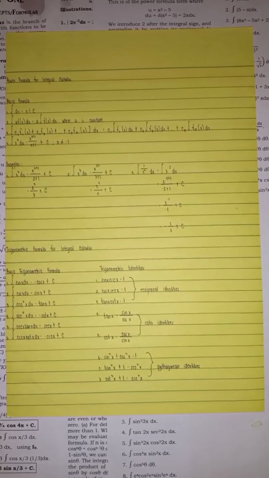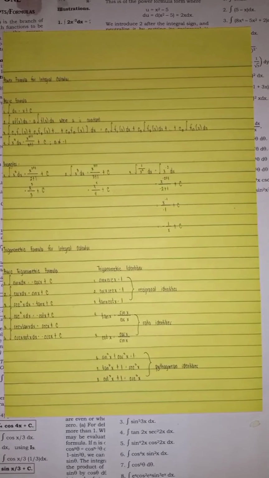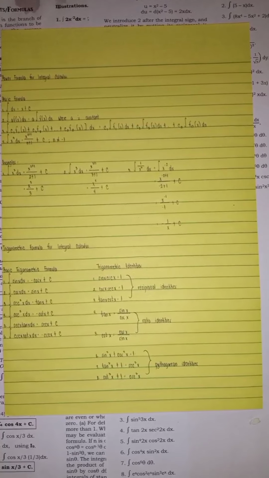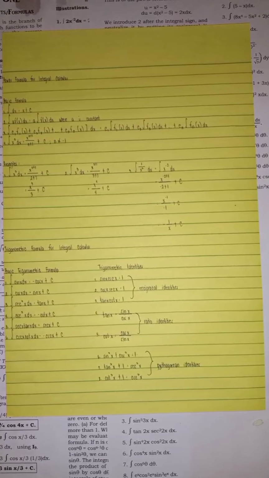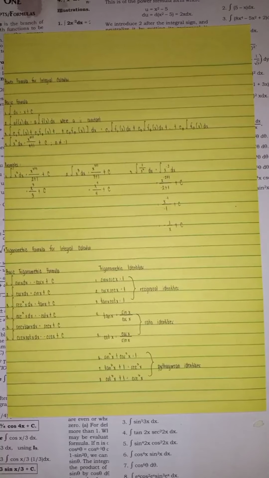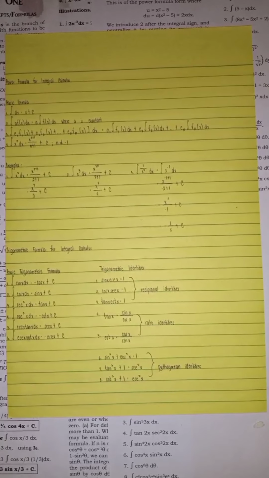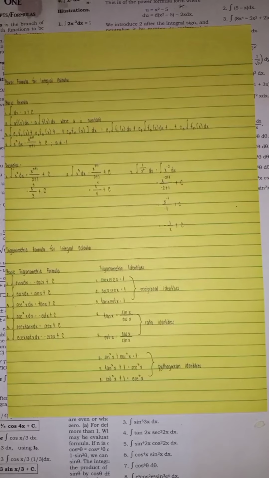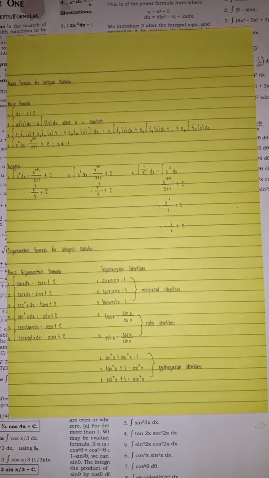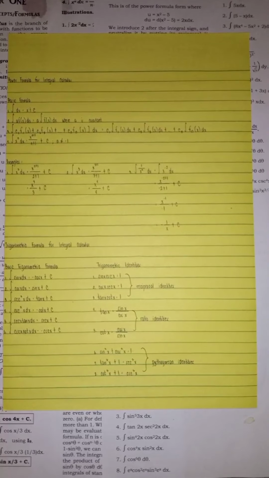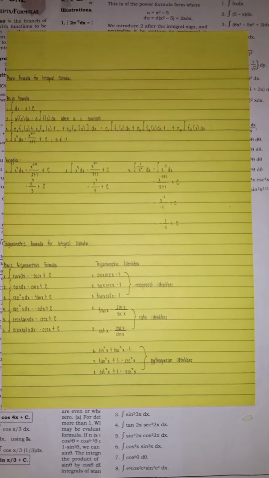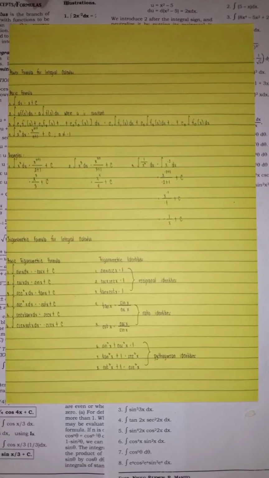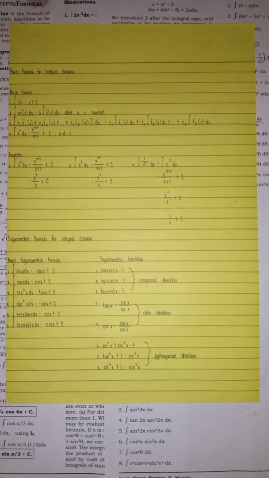Next, we have the integral of c sub 1 f sub 1 of x plus c sub 2 f sub 2 of x plus c sub n f sub n of x dx is equal to c sub 1 integral of f sub 1 of x dx plus c sub 2 integral of f sub 2 of x dx plus c sub n integral of f sub n of x dx. Meaning, if you have a combination of one or more functions, you can distribute the integral sign and integrate each function one by one.